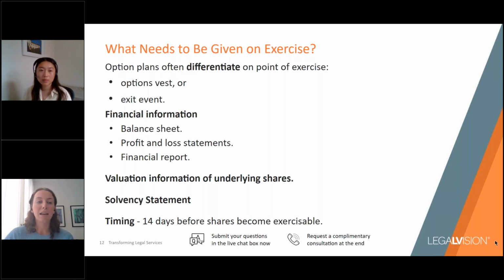In terms of the time that the information needs to be provided, the legislation sets out that the supporting information must be provided 14 days before the option becomes exercisable. And this can be really difficult to manage if your options can be exercised whenever they're vested, which can be multiple times a year if you have a large number of employees.